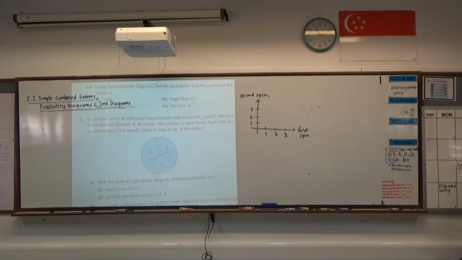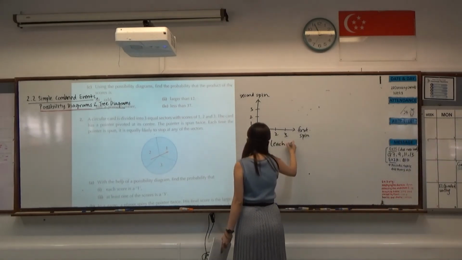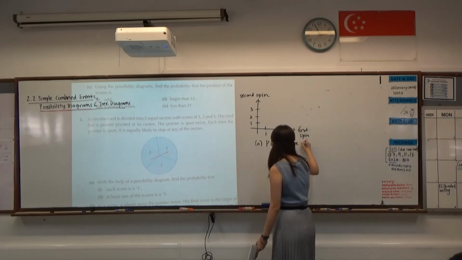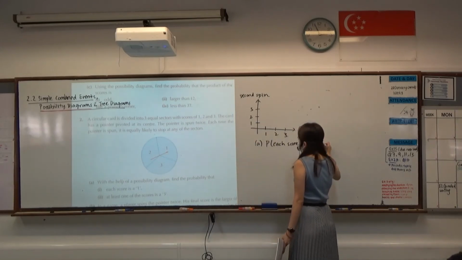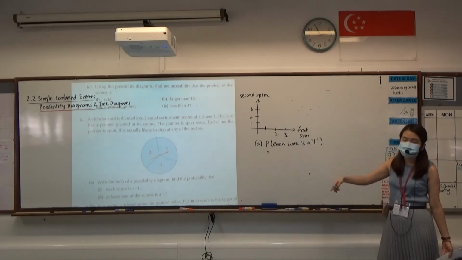Hang on, with the help. This part is pointer, but each score is a 1. Oh, so that means that in the probability of each score is a 1, that will actually mean that in each spin itself, we are getting a 1.